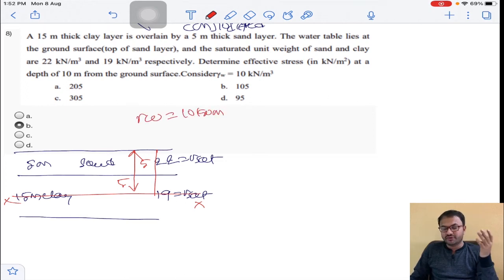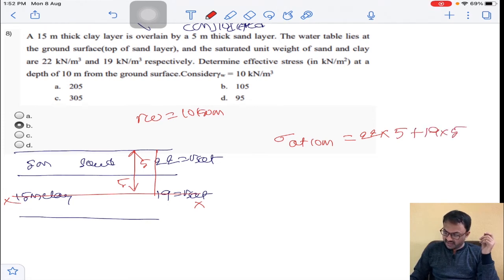First of all, I will calculate total stress. Total stress sigma at 10 meters. Okay, sigma is equal to gamma saturated into height, that is 22 into 5 plus 19 into 5, and pore water pressure U is equal to, as the water table is at the ground surface, water table will rise until ground surface, that is 10 into 10, it will be 100. So if you calculate this value, you will get 205.